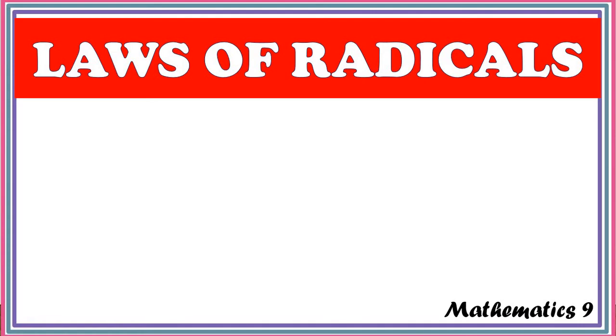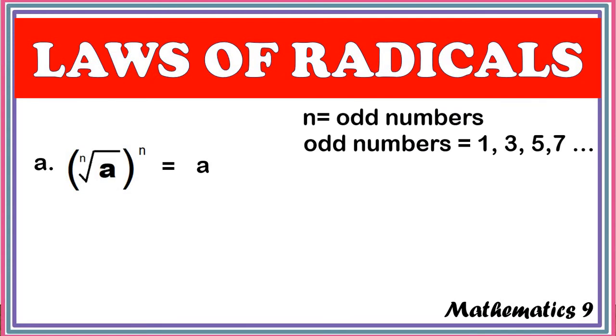Let us now discuss the laws of radicals. So the first one is the quantity nth root of a raised to n, and that is equal to a, if and only if your n, which is the index, is an odd number. Odd numbers are 1, 3, 5, 7, and so on.